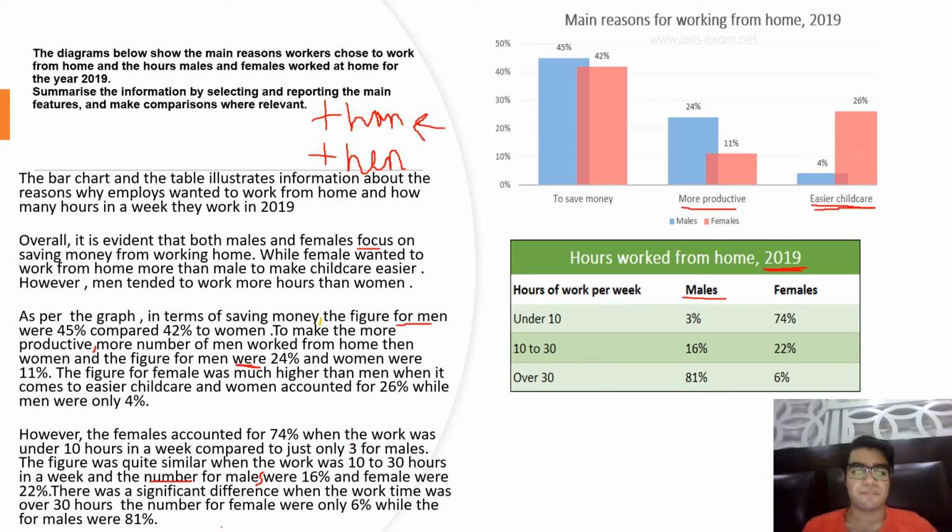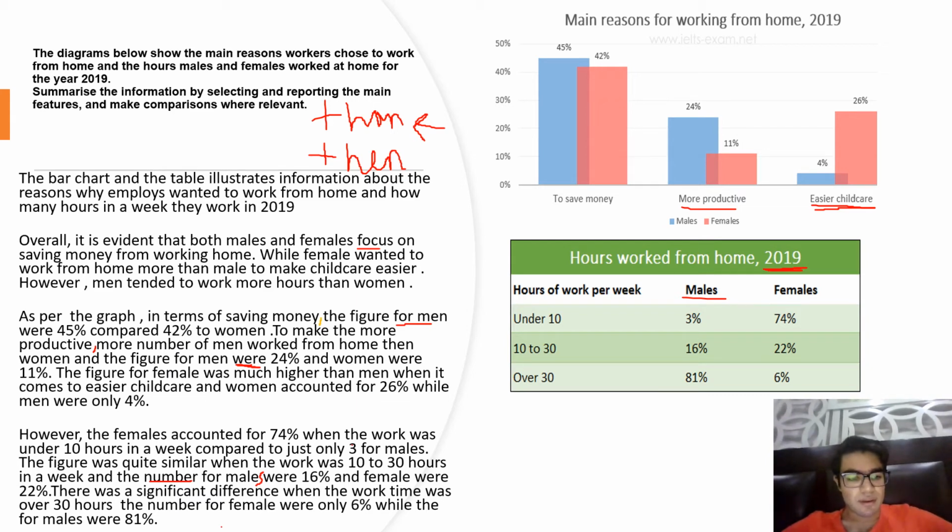No, you should say the figure was quite similar when the work was just 10 to 30 hours in a week, because, connected. Say because, or say as. Say because the number for males was 16%, and the number for females was 22%. Then you said, but this was a good sentence. I gotta say that, because there are only some minor grammatical errors, but overall the level of understanding, the level of clarity is very good.